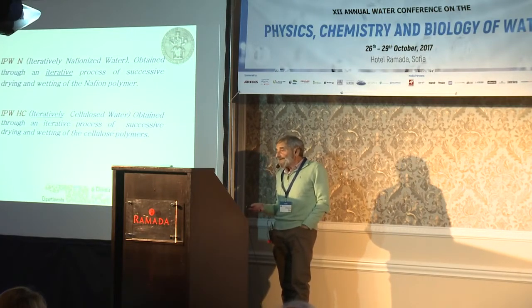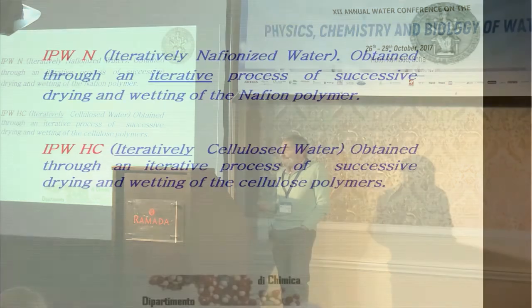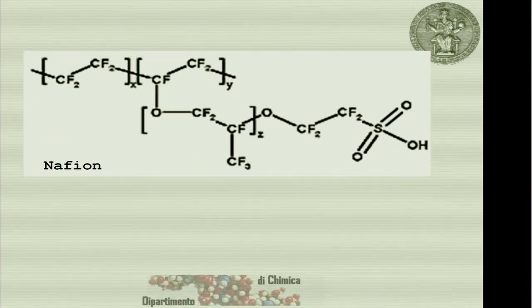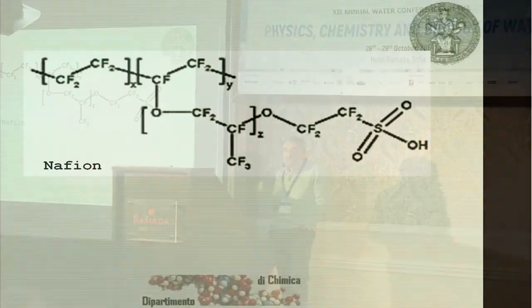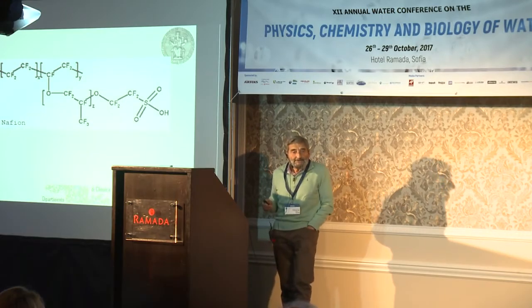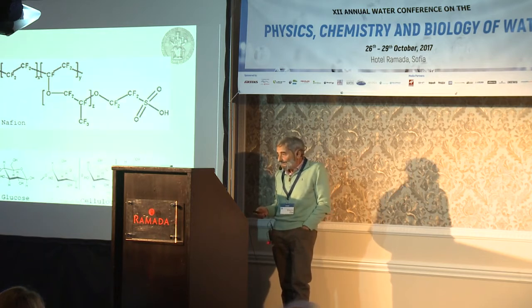When we use another hydrophilic polymer, HC, hydrophilic cotton, we obtain the same results. Nafion is a tetrafluoroethylene polymer with side chains bearing sulfonic groups. Hydrophilic cotton is cellulose. The 2 polymers are very stable and practically insoluble.